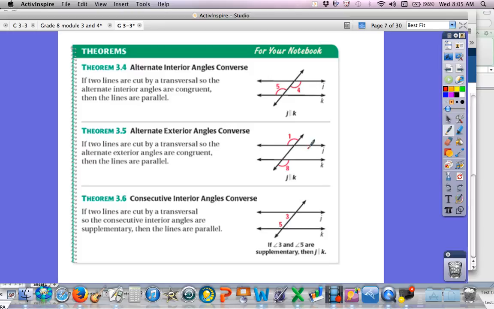Same thing with the alternate exterior angles converse. If I find that I have 2 lines cut by a transversal and the alternate exterior angles are congruent, then the lines must be parallel. And the consecutive interior angles converse: if I find that I have consecutive interior angles whose sum adds up to 180 degrees, that are supplementary, then by the converse, the lines must be parallel.